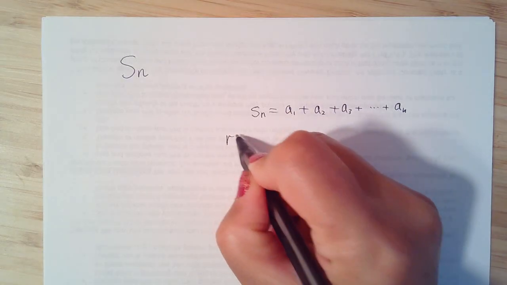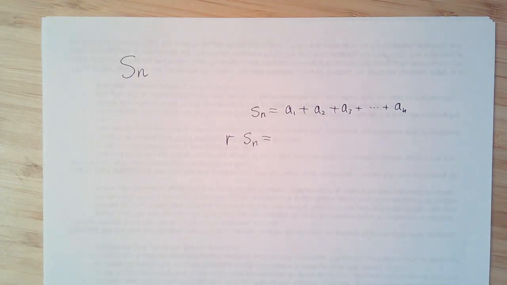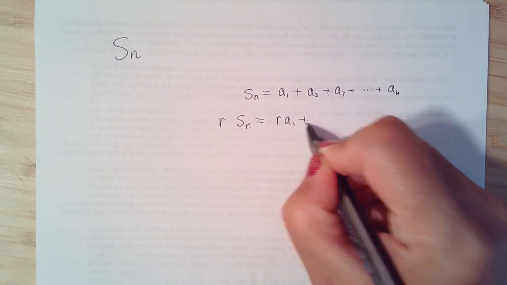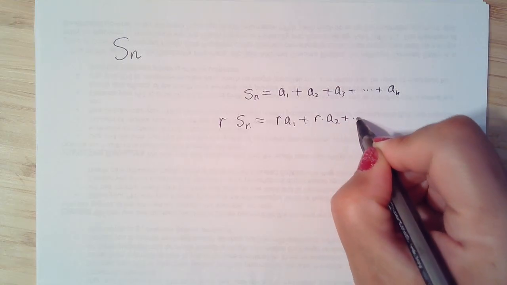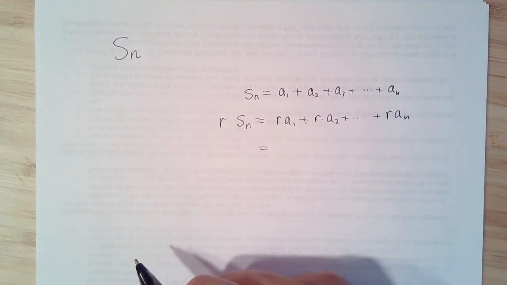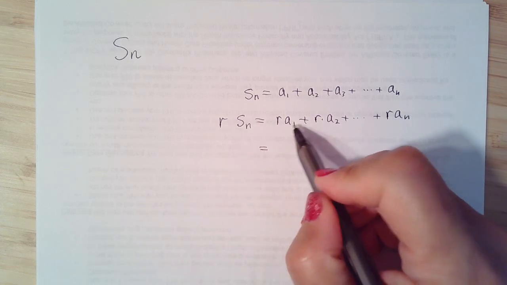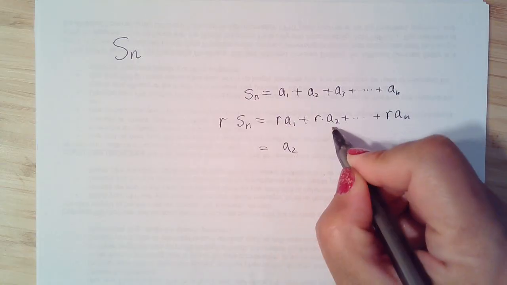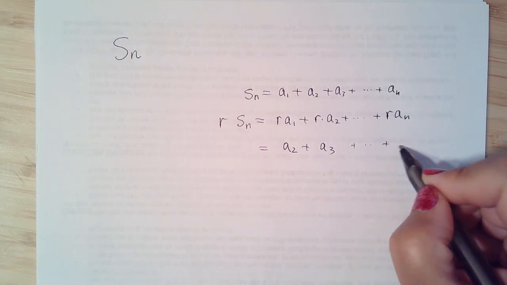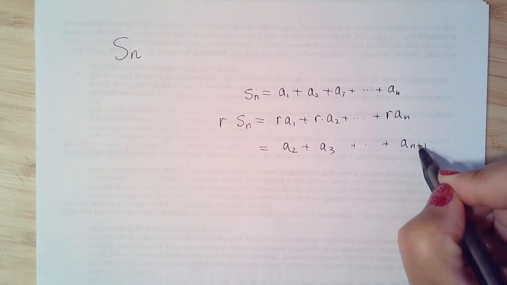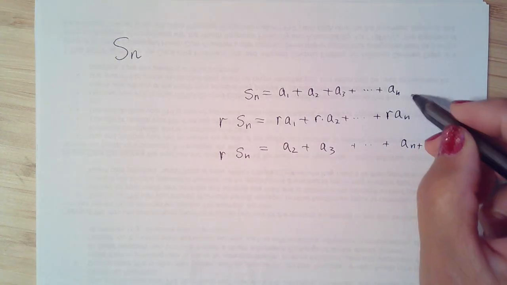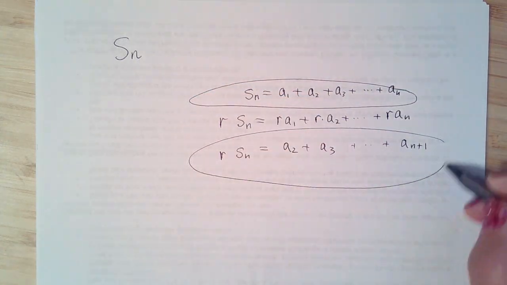So let's do this. Let me just multiply S_n by r, and that r will multiply by a_1, and r multiplied by a_2, and so on. So that will be r a_n. Remember, this is a geometric sequence. So a_1 times r, that is a_2. a_2 times r, that is a_3, and then all the way. And then this is a_(n+1), isn't it? So this is r S_n. So I have this, and I have this, right?